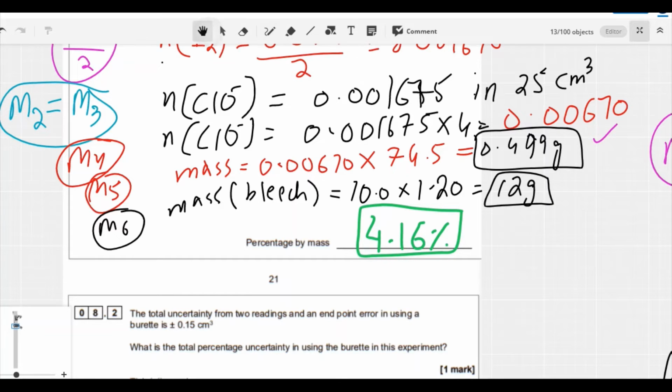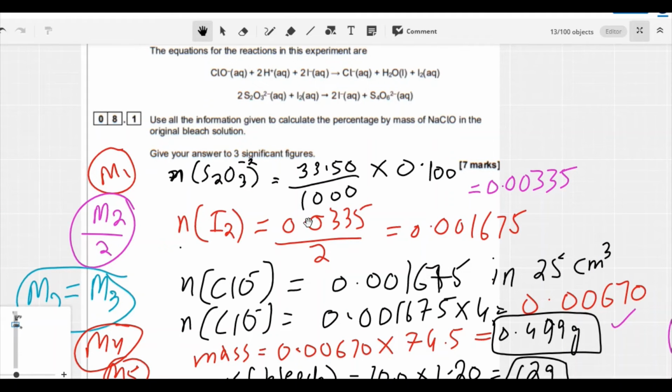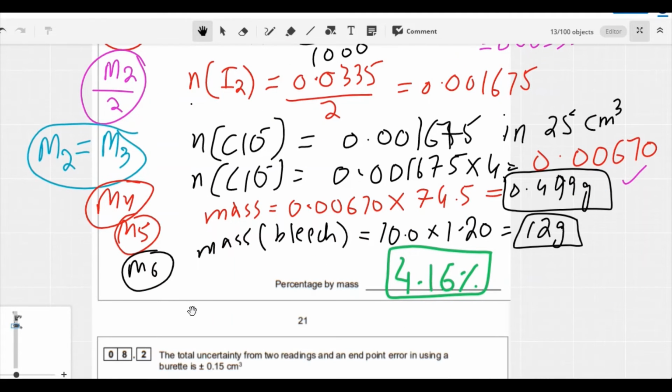Okay, because that is a 7 marks question, you have to solve each step one by one. Normally there are 7 steps, so each step contains 1 mark.